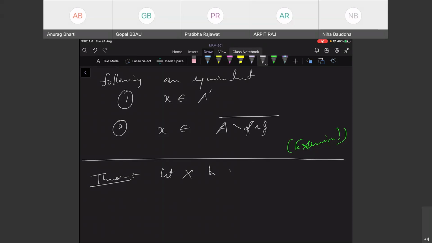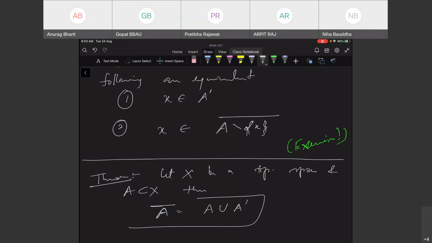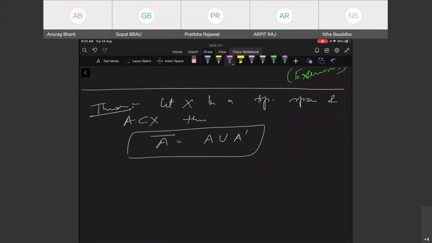Let X be a topological space and A a subset of X. Then the closure of A is A union A dash, meaning A union its derived set. I'll leave this as an exercise for you. Please do this. I'll stop here.